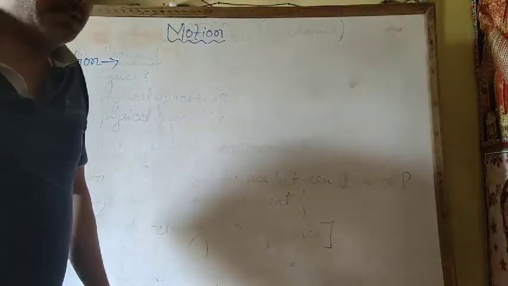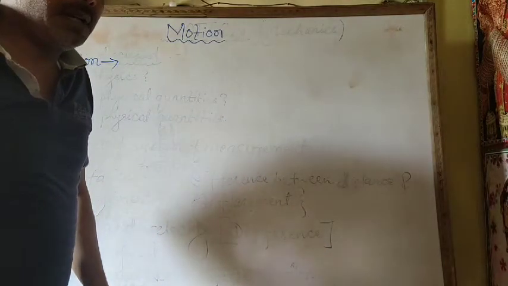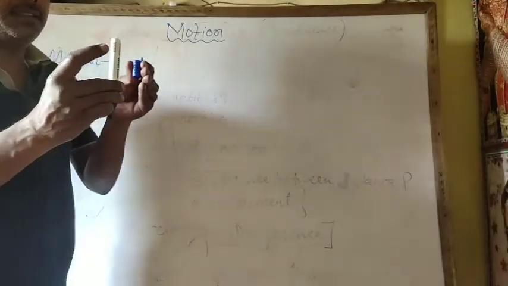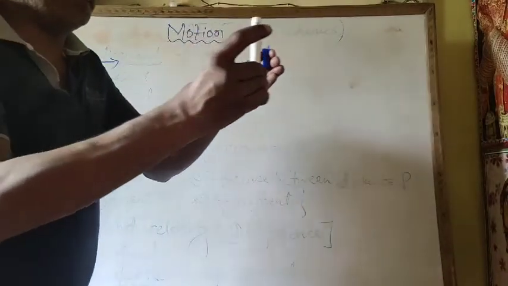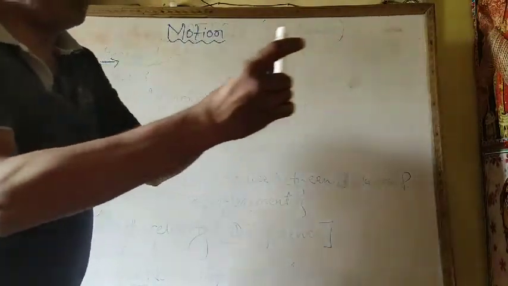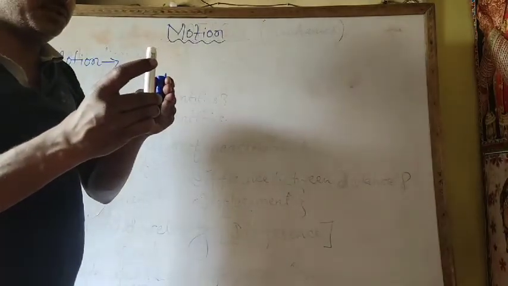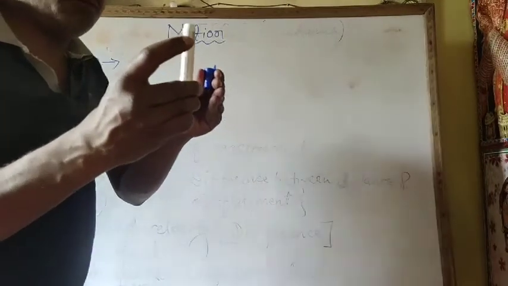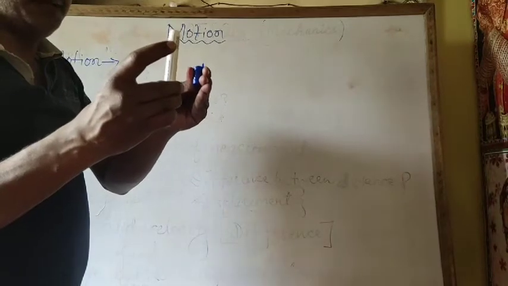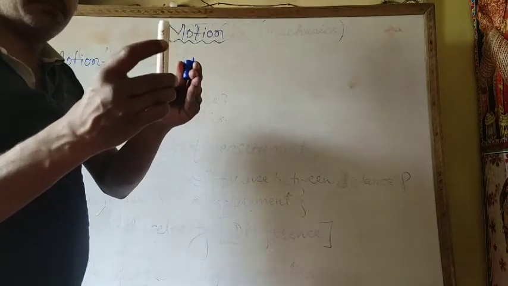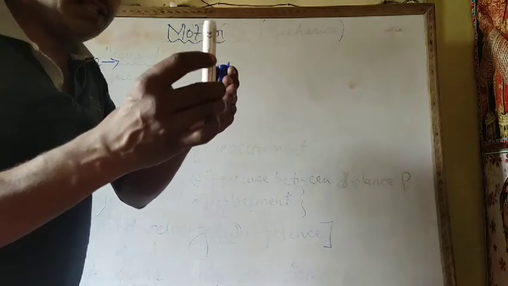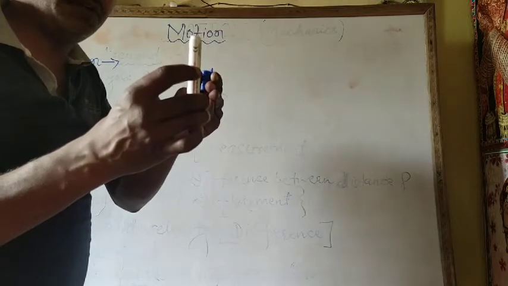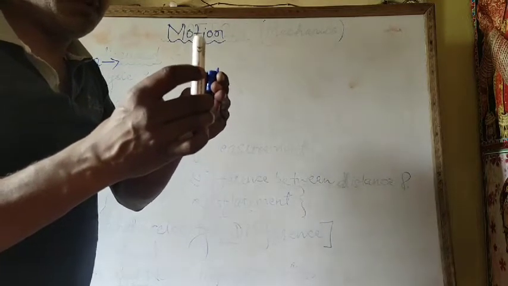Motion is actually a kind of relative thing. Suppose we are two friends. They are walking in the same direction with the same speed. So for these students, suppose this is A and this is B. I am watching these two students. For me, they are moving. But consider if they are watching each other, what will happen? They will not feel that they are moving. So motion is a relative thing.